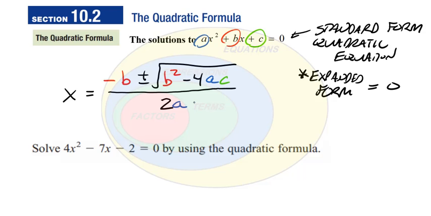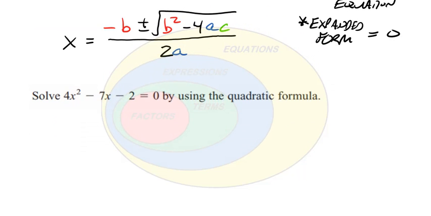Let's try it on this first one down here. Solve 4x squared minus 7x minus 2 equals 0 by using the quadratic formula. This quadratic is already written in standard form, and we just have to recognize the coefficients. The coefficient of x squared is 4, that's the a. The coefficient on x is negative 7, that's the b. And then the constant is negative 2, which is my c. So we're just going to take those values and plug them into our formula.